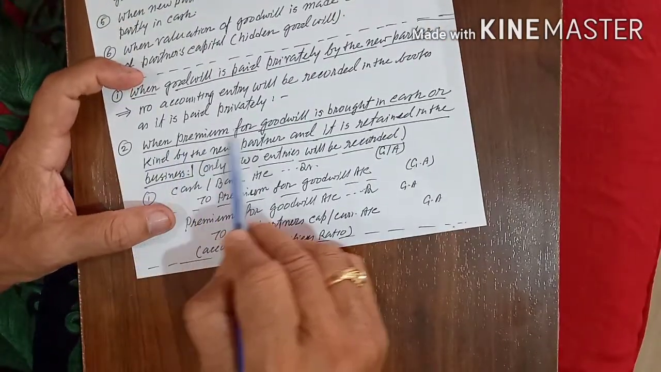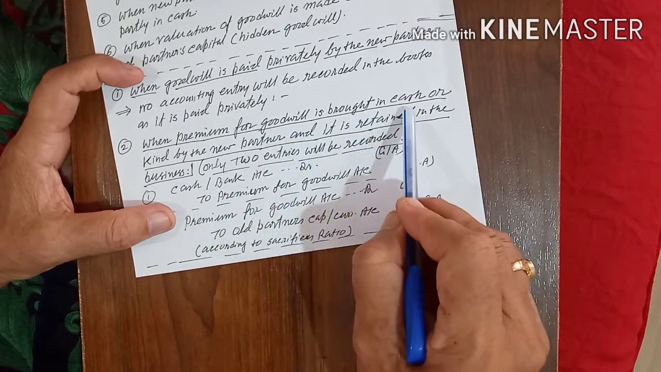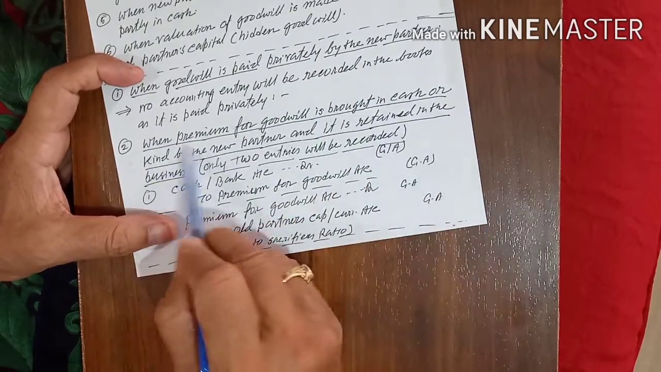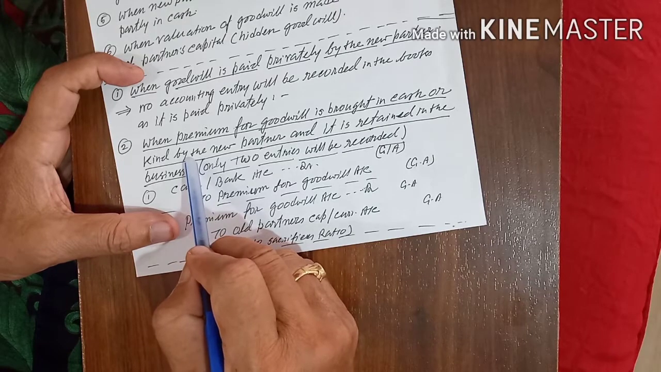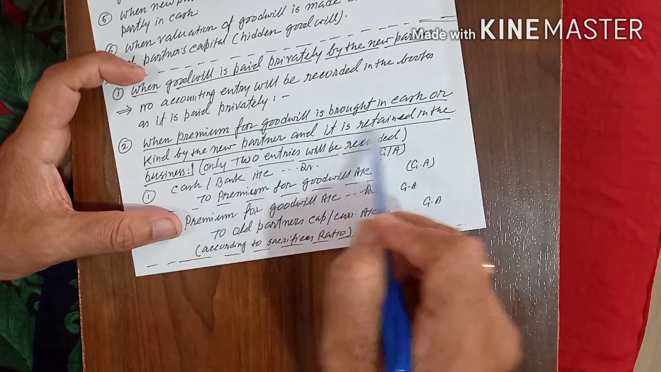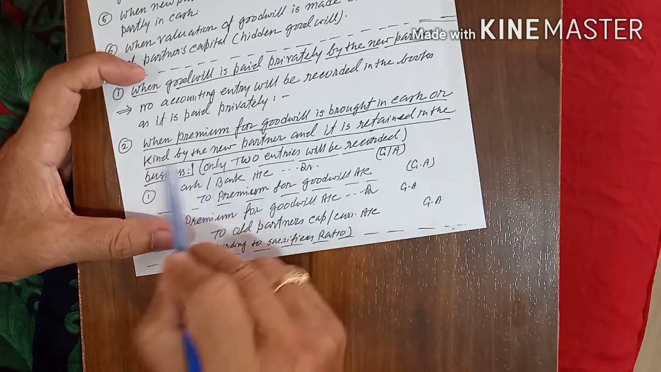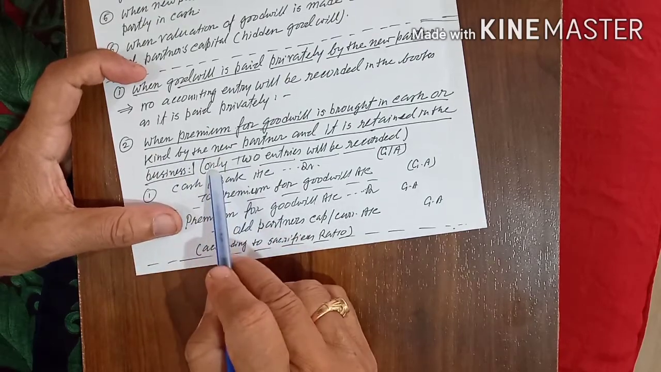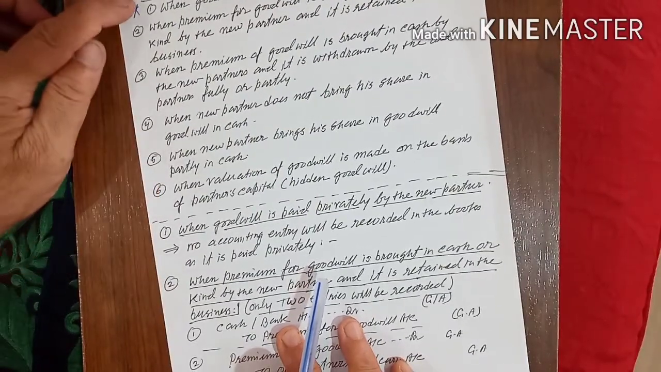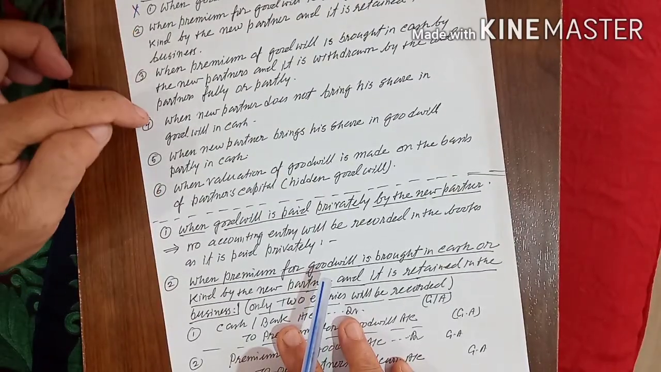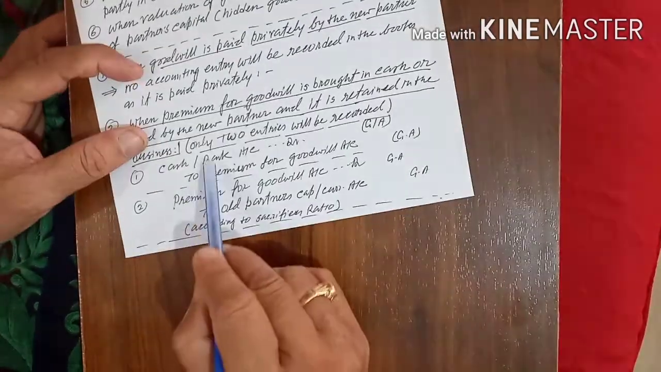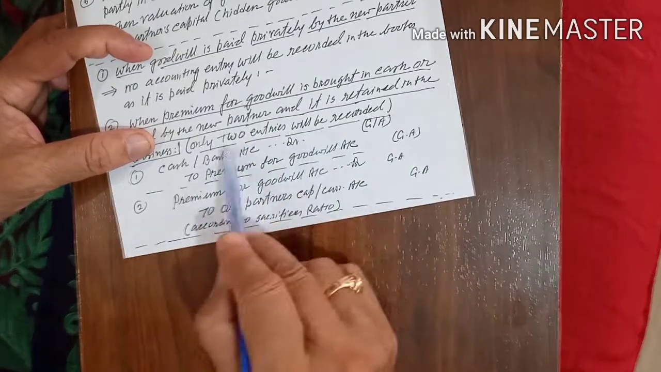Second point is, when premium for goodwill is brought in cash or kind. Cash means cash, kind means in place of cash he can give some assets, such as furniture or land or a building or anything else, by the new partner, and it is retained in the business. In this second point, you have to pass only two journal entries. In each step, how many journals will come? First one, no journal. Second, third, fourth, fifth and sixth. I will tell you, here you have to pass only two entries.